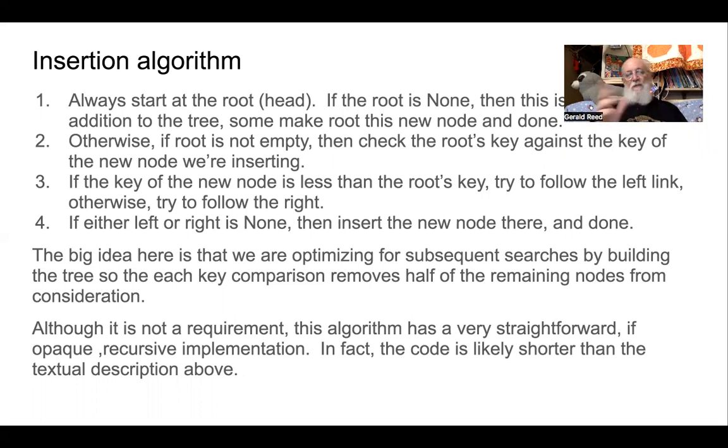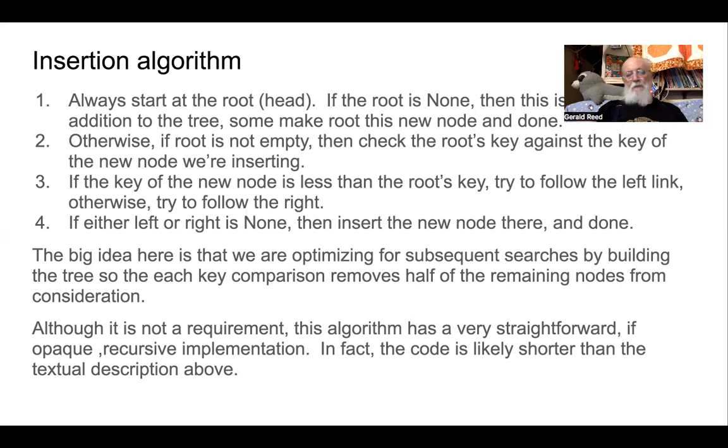Otherwise, if the root's not empty, so there's something there, then look at the root node and compare its key against the new node we're inserting. So say you want to insert another star name. If it's less than the root's key, then try to follow the left link. If it's greater than the root's key, follow the right link. The less than is what happened every time in this code, right? Every star name that came after that was less than Sol, so we went down the left side. In the second diagram, we started with a star that was very early in the alphabetic sequence, so everything went down the right-hand link.